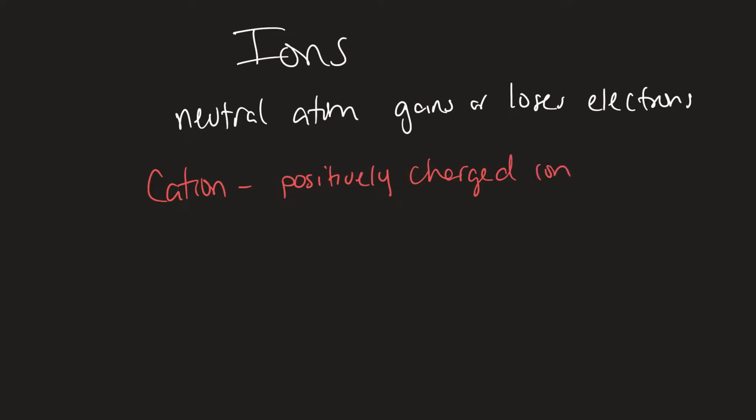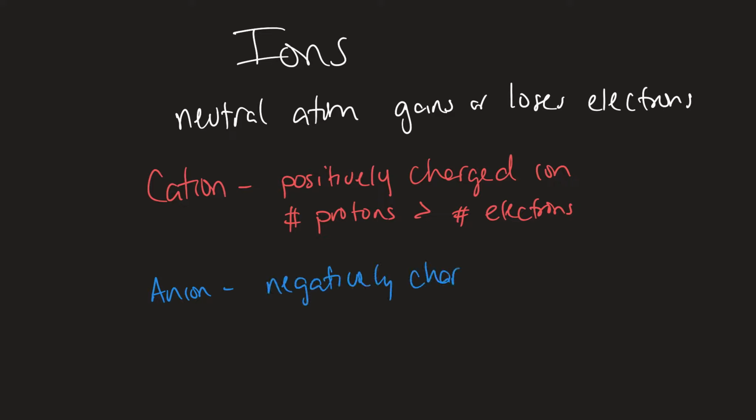So if you're thinking about the number of protons, if it has more protons than electrons, the atom or the ion is positively charged, and we call this ion a cation. Then you have an anion. An anion is a negatively charged ion. In this case, the number of protons will be less than the number of electrons. So those are your two different types of ions.